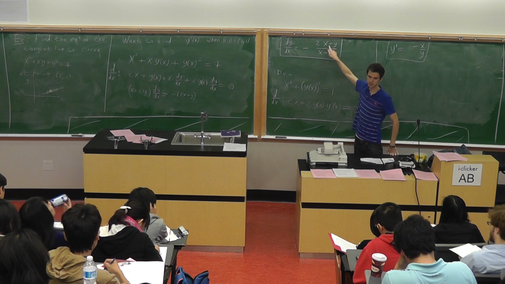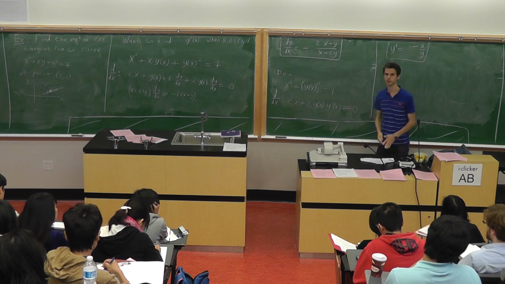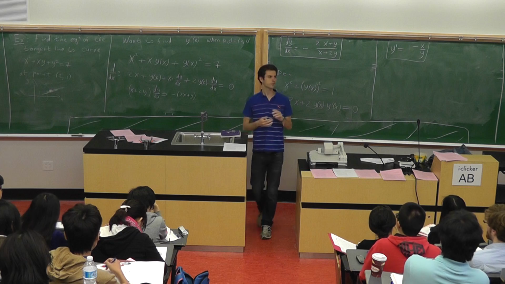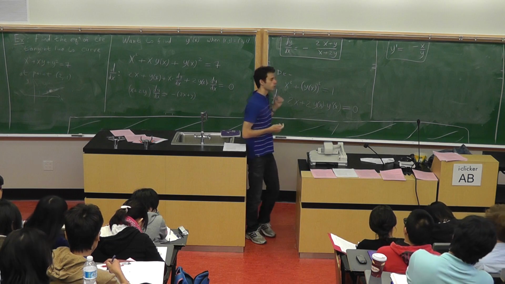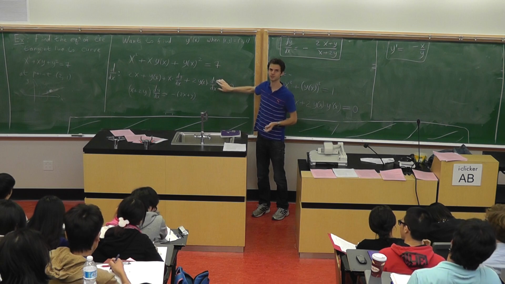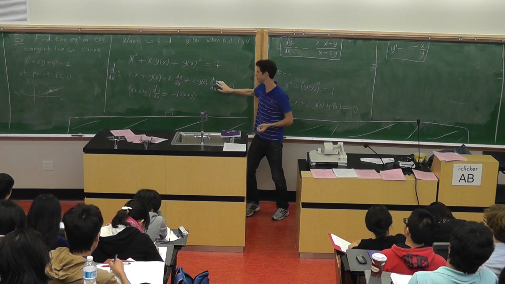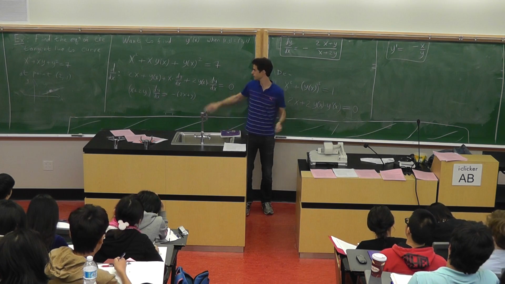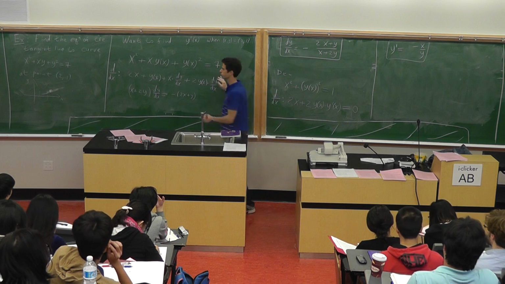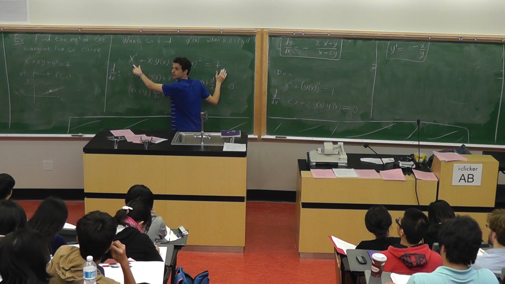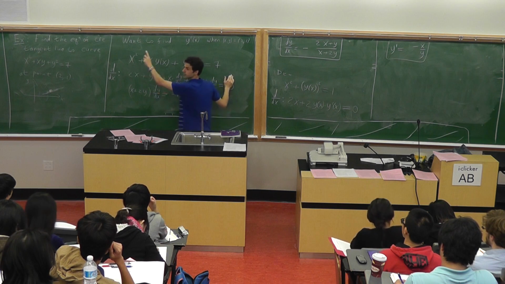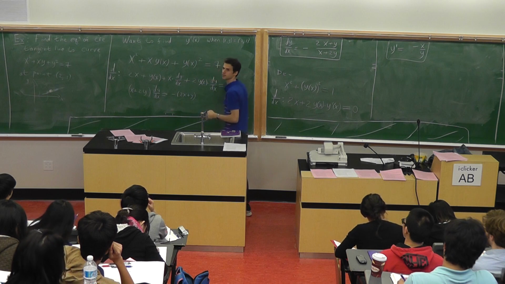2 times x, but y is not x. Okay, so once again, what happened from here to here is very important. I mean, the rest is just small algebra. But to go from here to here is a very important step. You take this dependence between x and y, and you differentiate. You apply derivative to both sides.